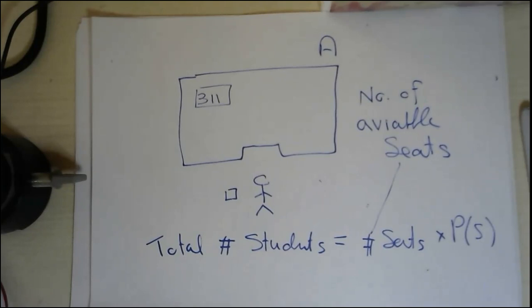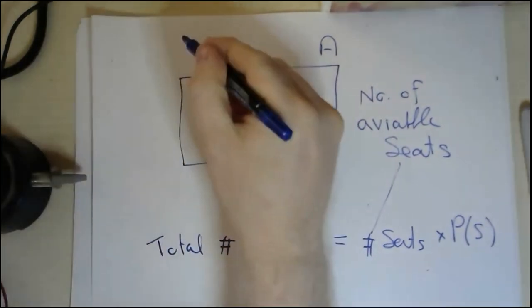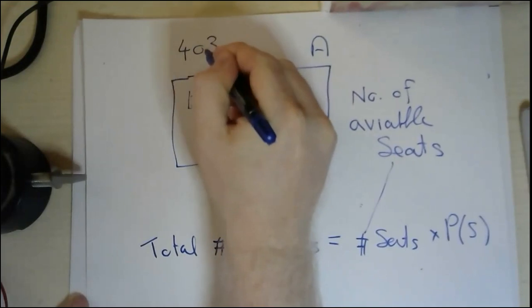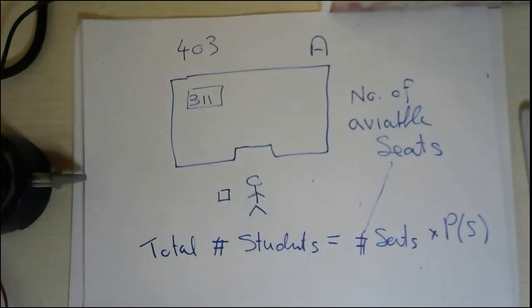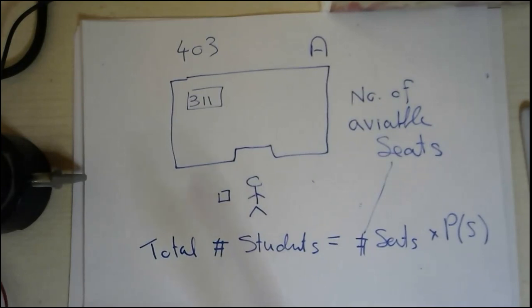For example, if I asked you what is the total number of students in room 403. Today there is a student on campus, so there is a probability to find a student, but there are no seats because there is no room called 403. So you have a probability, but you don't have seats. So the overall output will be simply 0.